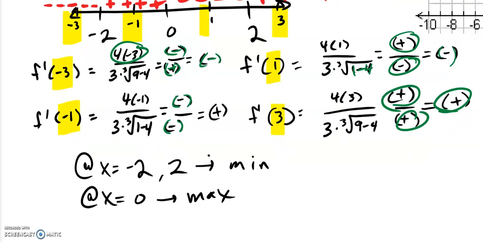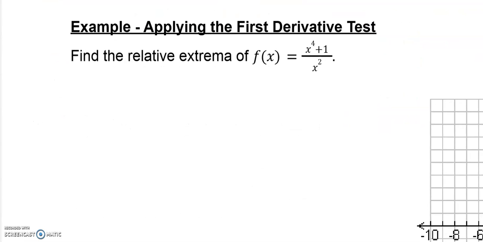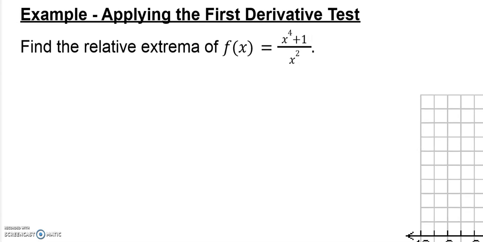Right? So we identified our extrema at negative 2 and 2, that's our minimum, and at 0, that is your maximum. Let's do one more together. Try this one. Use the first derivative test. Find the derivative, use the first derivative test, and then pause the video, try it, come back.